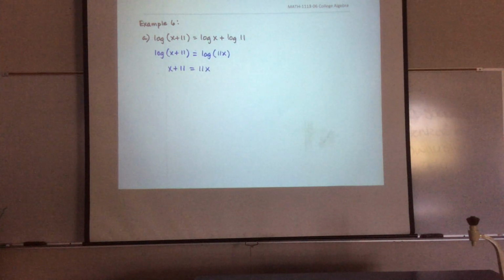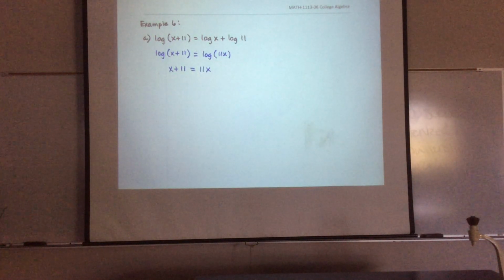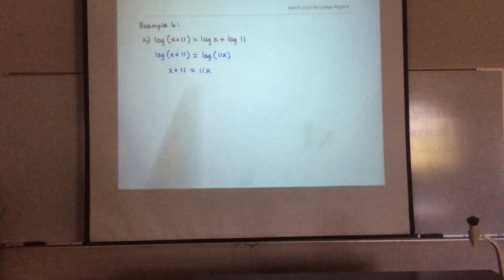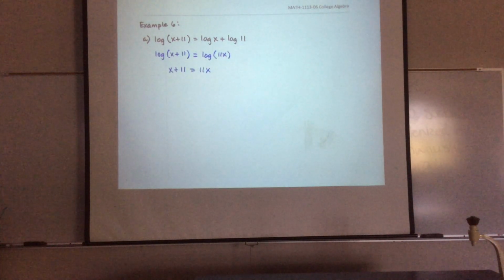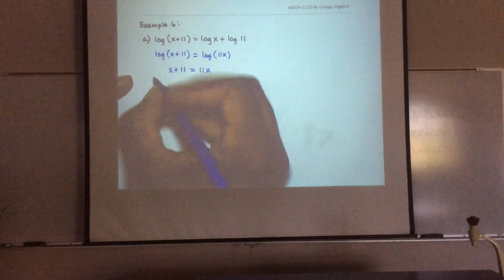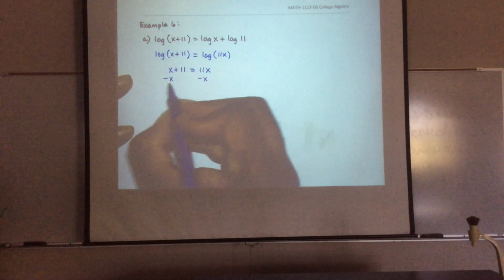Okay? Because I got log to the base 10 on both sides of the equation. That's the one-to-one property. Set this expression equal to that expression. That's what I have right here. Now I'm going to solve for the variable. Well, let's get the x on one side. I'm going to move that x over to where the 11x is by subtracting x on both sides.